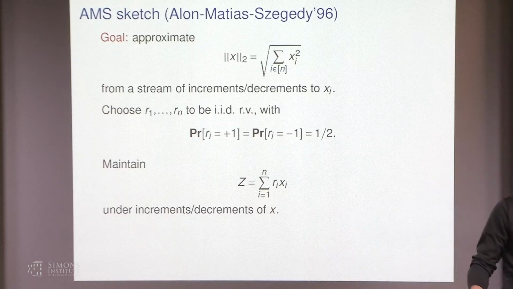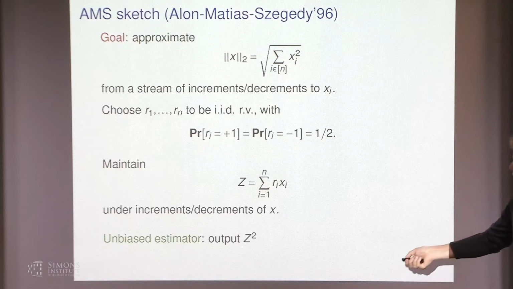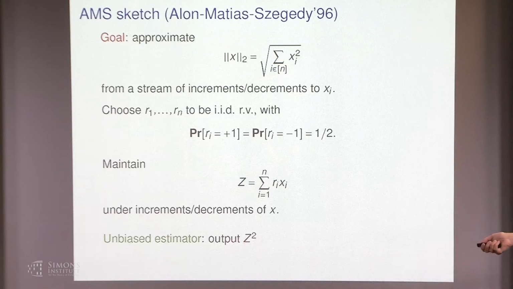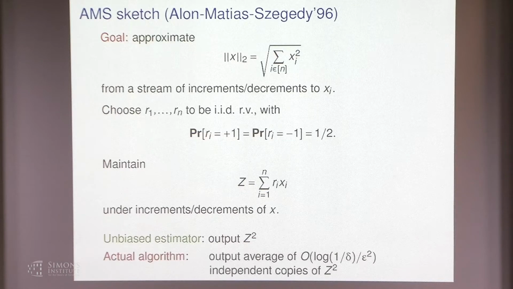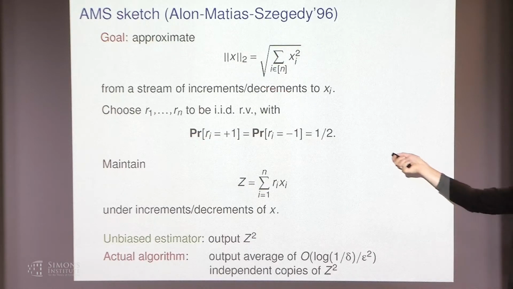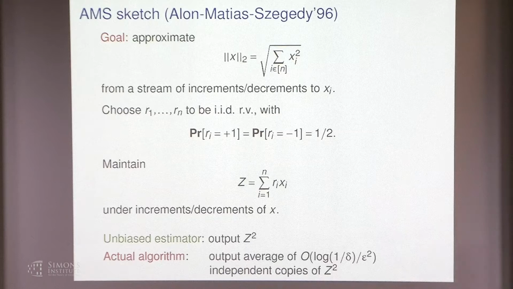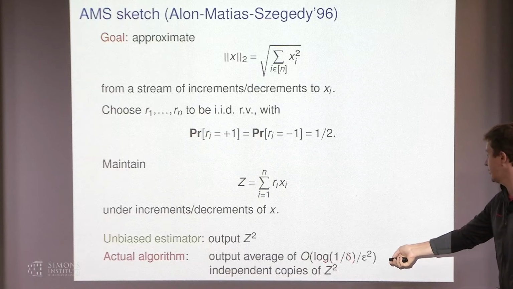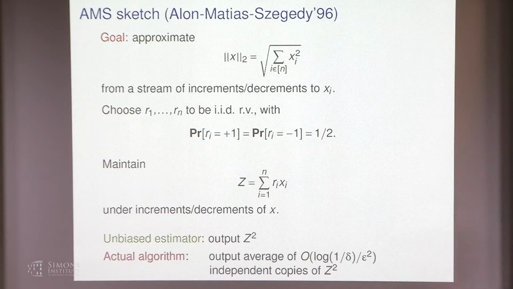Let's call that Z. So this is easy to maintain under increments or decrements of x. It's not hard to verify that this is an unbiased estimator. So if we output Z squared, this is going to be an unbiased estimator for the L2 norm squared. And now the actual algorithm simply takes an average of, let's say, log 1 over the failure probability divided by precision squared independent such estimators, and then outputs this average.